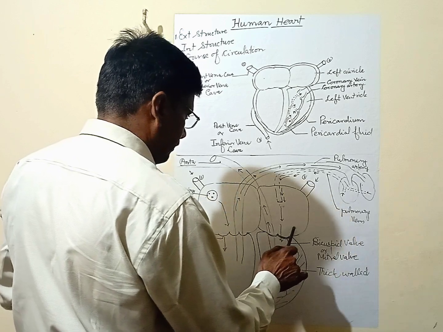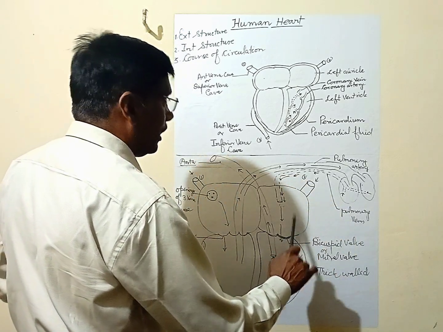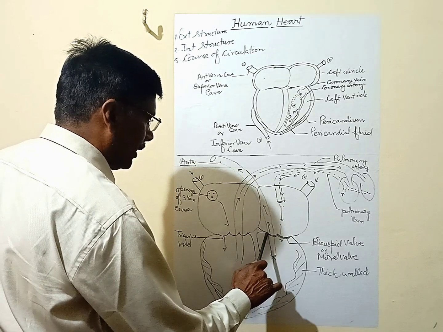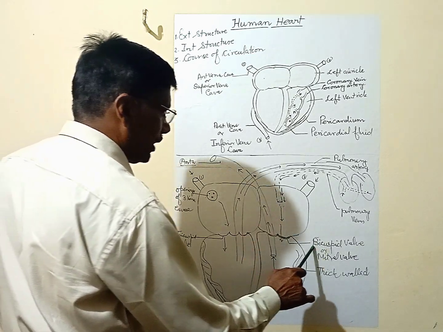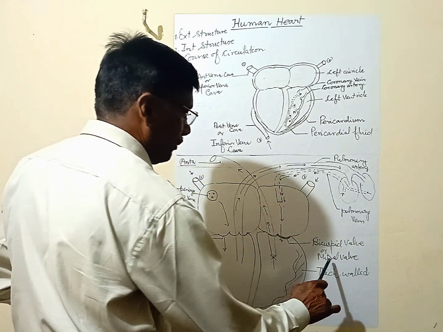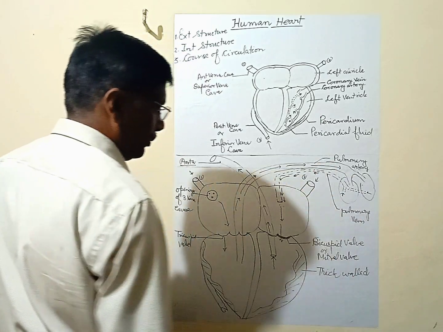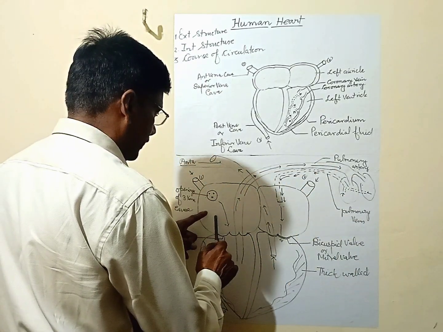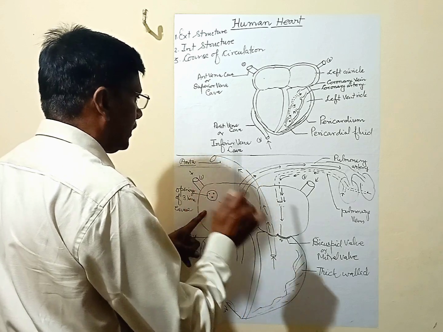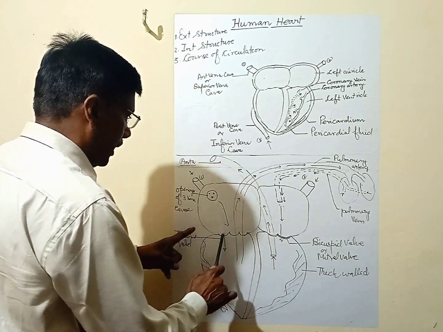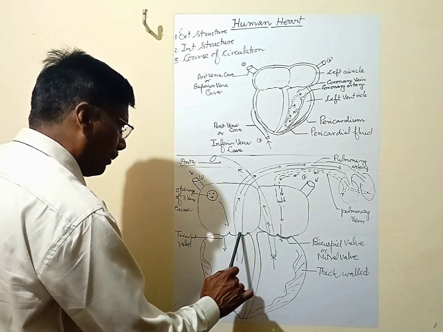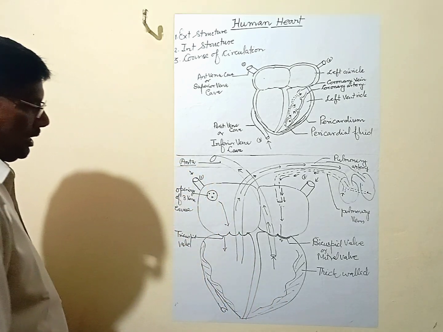At the junction of left auricle and left ventricle, 2 valves are there. These are known as bicuspid valve. Another name of these valves is mitral valve. And on the right side, at the junction of auricle and ventricle, same valves, but what number is it? 3. So they are known as tricuspid valve.